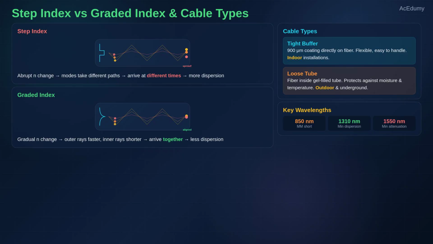Now, fiber cables also come in different physical constructions. Tight buffer cables wrap a 900 micron coating directly around each fiber, making them flexible and easy to handle for indoor installations. Loose tube cables place the fiber inside a larger tube filled with gel, which protects against moisture and temperature changes. Loose tube is preferred for outdoor and underground installations.